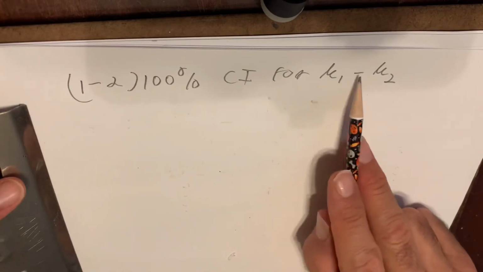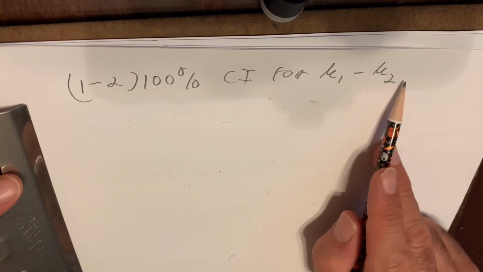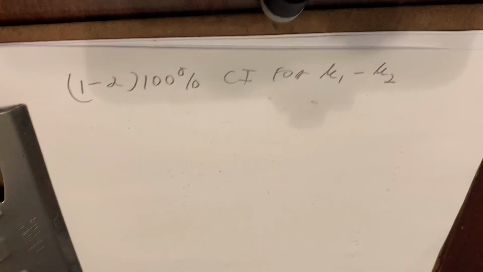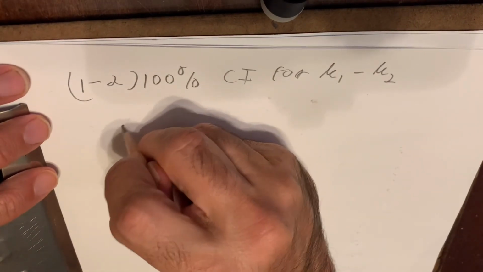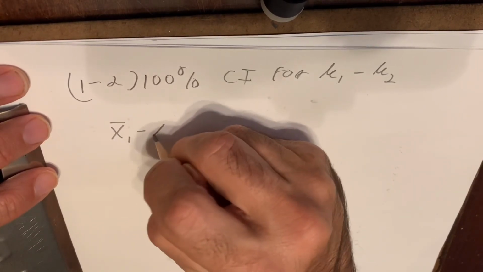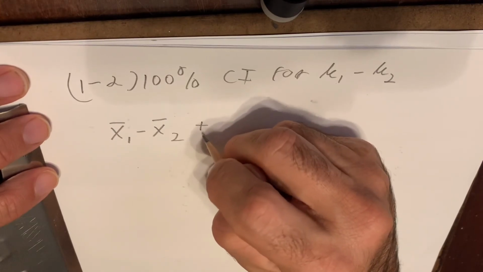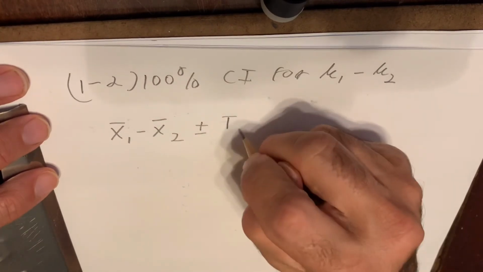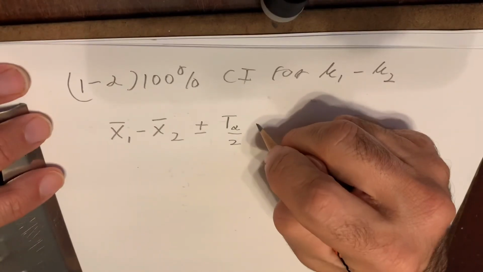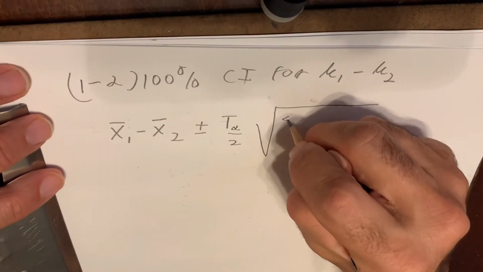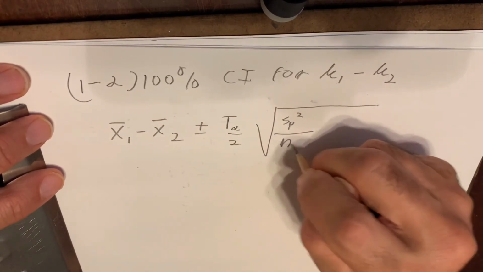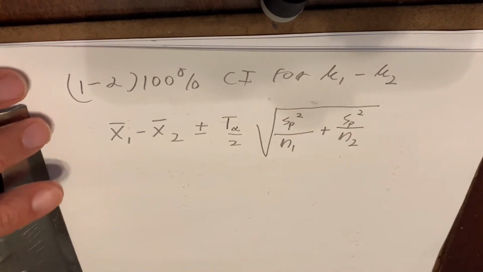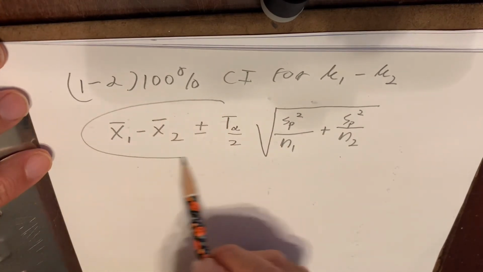So here, this is the mean improvement in reading for the first group. This is the mean improvement in reading for the second group, but these are population means. So we are going to be making hypotheses about this. So let me give you the formula. It's x1 bar minus x2 bar plus or minus t sub alpha over 2 times the square root of s sub p squared over n1 plus s sub p squared over n2. And this is the confidence interval formula that we are going to use.